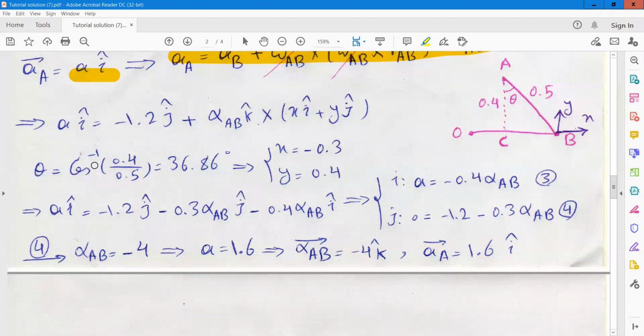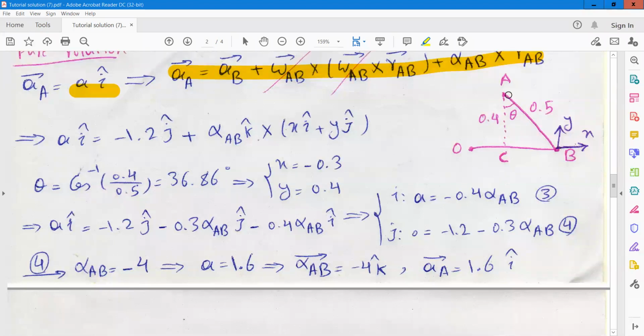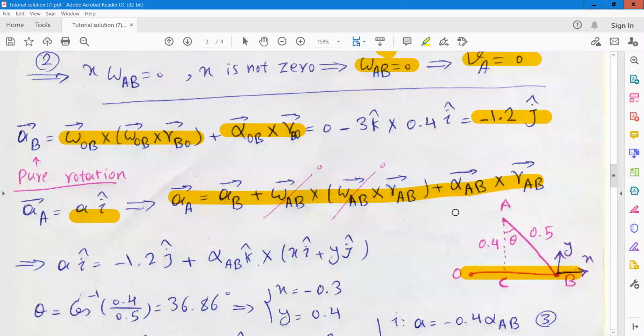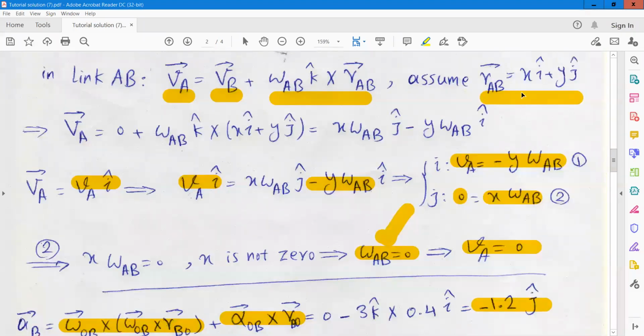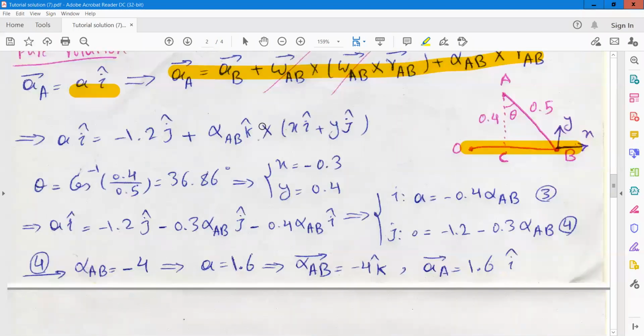Again, we will have two equations with two unknowns, and you can solve for x and y. When B is in horizontal position here, you can obtain x and y, the position vector of B with respect to A. Here we substitute x and y in this equation. For the second part, when you want to obtain the acceleration of point A, we need to obtain x and y. From the geometry you can easily find them, and then you can substitute and solve these two equations.